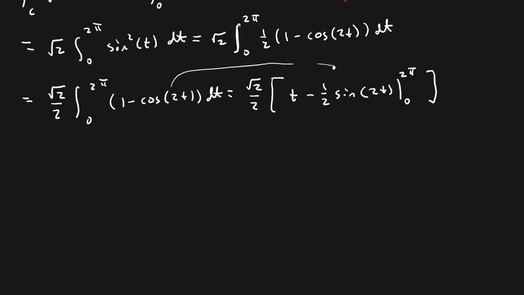And so here, if you evaluate all that, all you're getting is 2 pi times this, because the sine of 4 pi is 0. The sine of 0 is 0. And when you plug 0 in for t, that's 0. So the only number you're getting is the 2 pi from plugging in for t. And so that would give us square root of 2 times pi. And there's your answer. All right.